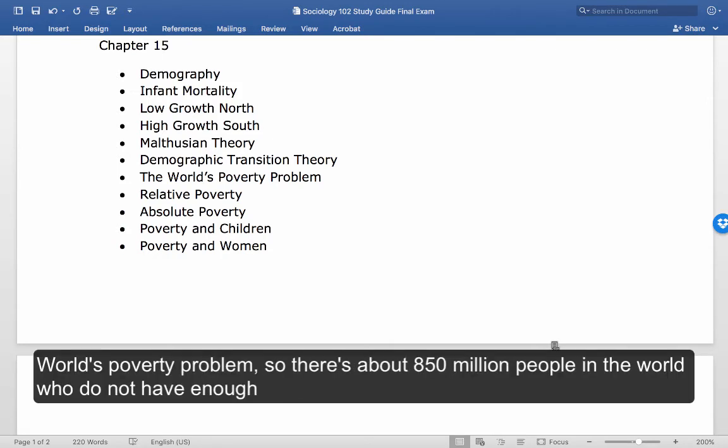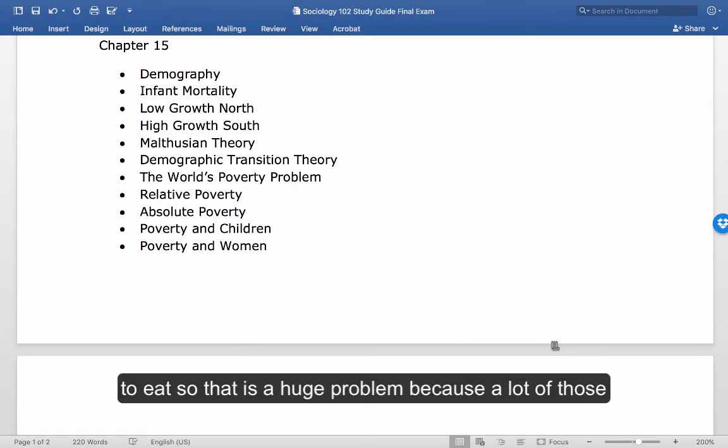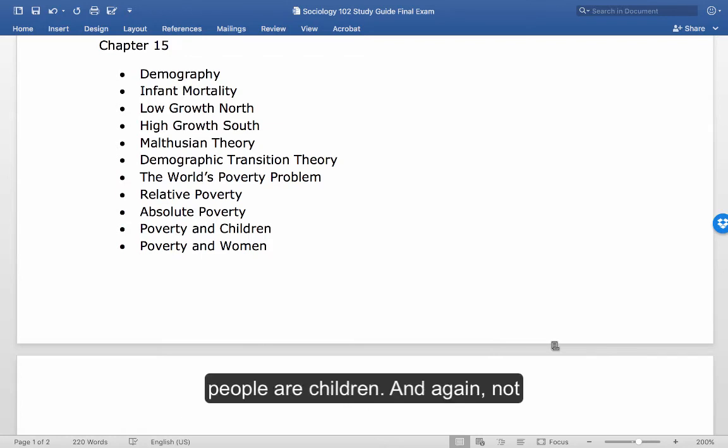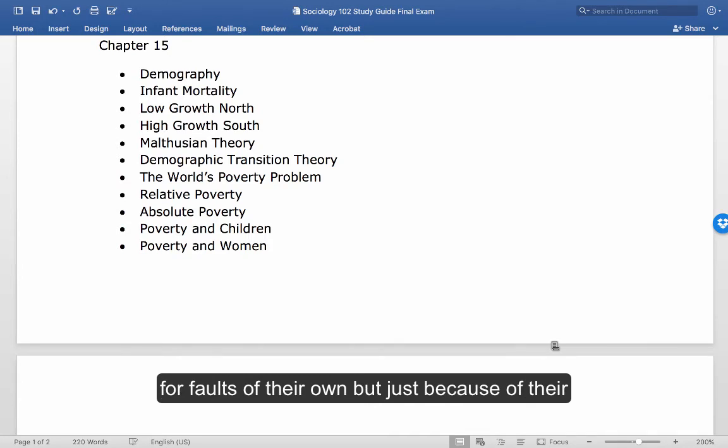All right. World's poverty problem. There are about 850 million people in the world who don't have enough to eat. That's a huge problem because a lot of those people are children, and again, not through any fault of their own, but just because of their social or economic locations.